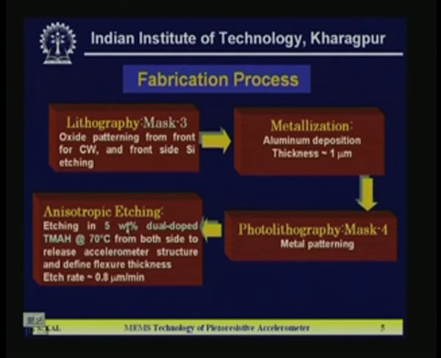So we used 5% and the temperature we use is 70 degrees C from both sides to release the accelerometer structure and define flexure thickness, and flexure thickness we designed for 20 micrometer, but exactly 20 micrometer you may not get. After thickness etching you have to again measure the thickness of the flexure, it will be nearly that thickness. So with whatever thickness you get after etching, you have to recalculate or re-estimate again how much the output voltage of the bridge will be, and obviously whatever stress values you defined earlier during the design, it will not be the same if the flexure thickness is different.